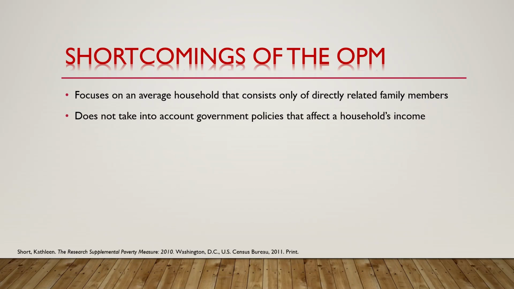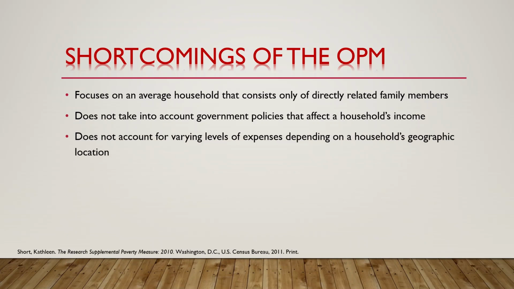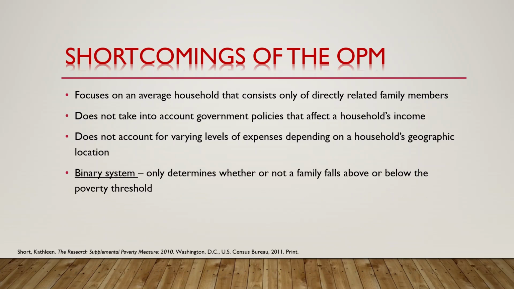These cohabiting couples, then, are not measured as a household in the OPM poverty threshold. The OPM also does not take into account government policies that affect a household's income, such as food stamps or payroll taxes, both of which free up a considerable portion of a household's income to spend on other goods and services. The OPM does not account for varying levels of expenses depending on a household's geographic location. And lastly, the OPM is a binary system, which means that it only determines whether or not a family falls above or below the poverty threshold. It does not indicate how far above or how far below the threshold the household is.